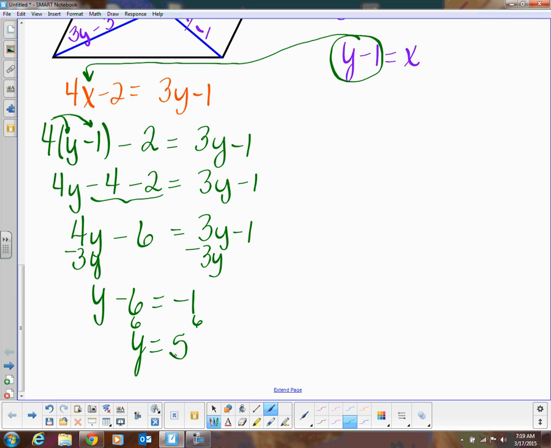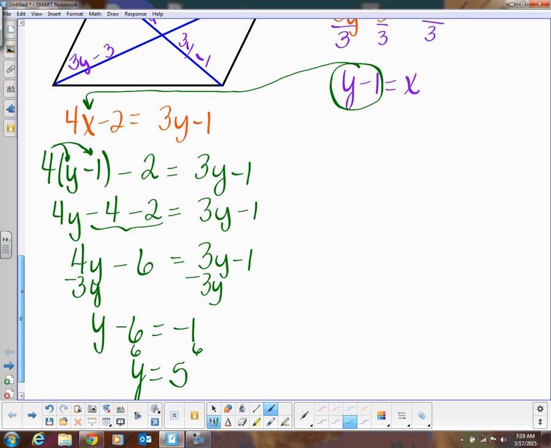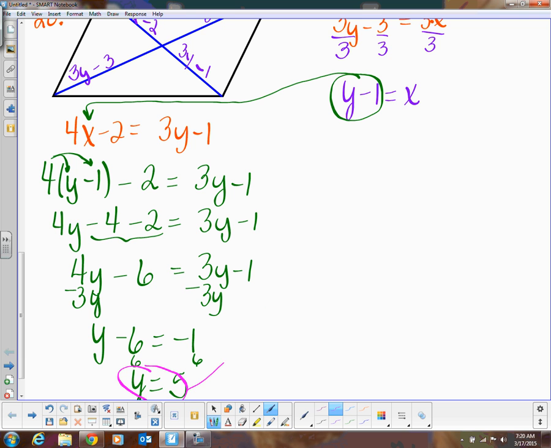All right. So Samantha, how are we going to go from there to finding x? Where do you want to substitute it? I'll go up here. That's the easiest. 5 minus 1 equals x. What does x equal? 4. Next question.